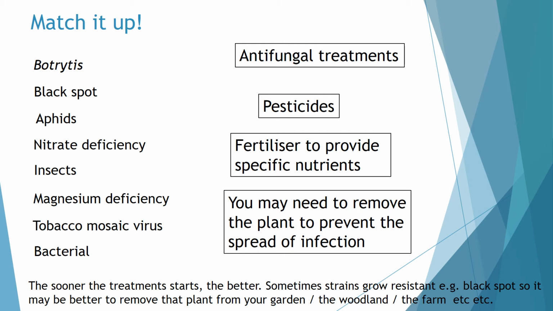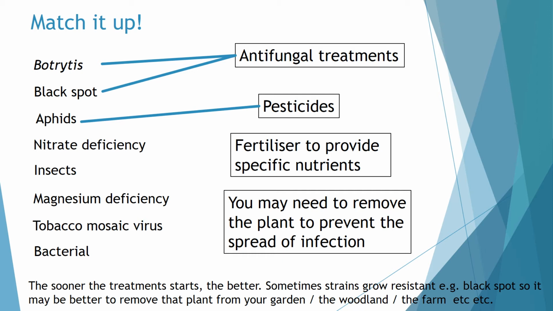What we would do, so this is the treatment for these diseases on the left. So we've got botrytis. So how will we deal with this? We would use an antifungal treatment because it is a fungus. So is rose black spot, so we would also use an antifungal treatment. And aphid is a pest, so we would use a pesticide. Remember, side means death, so pesticides cause death of pests.